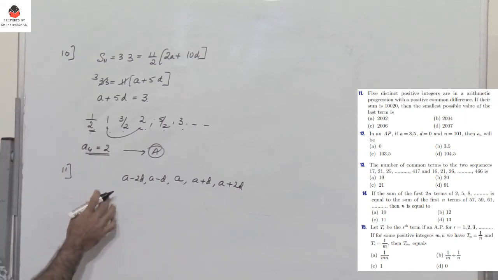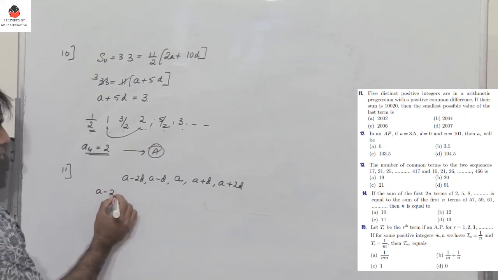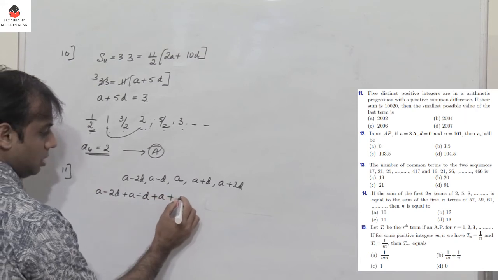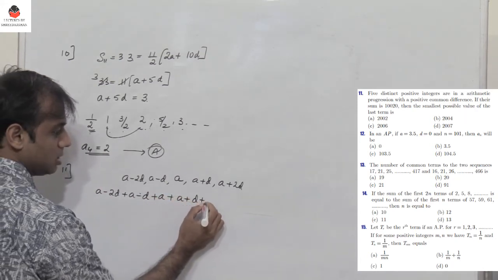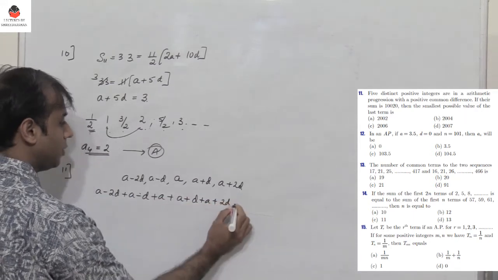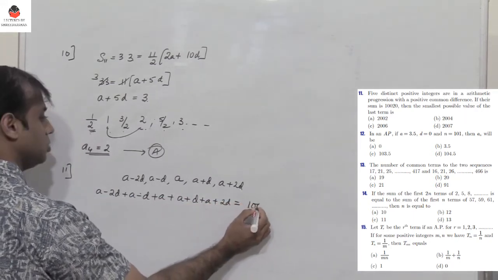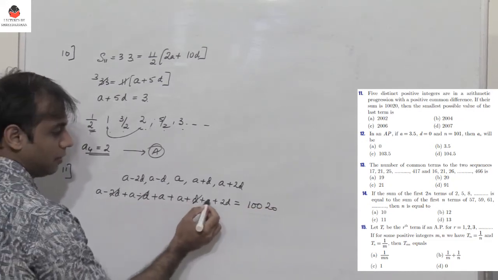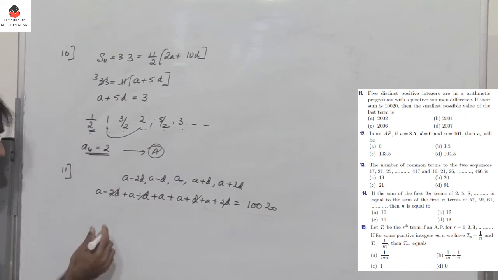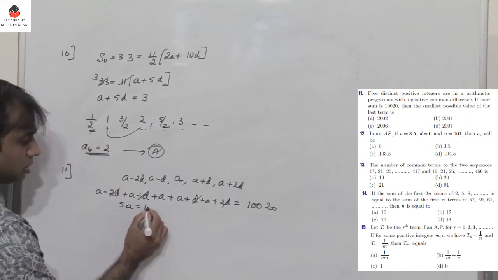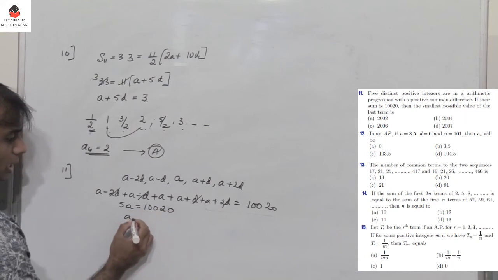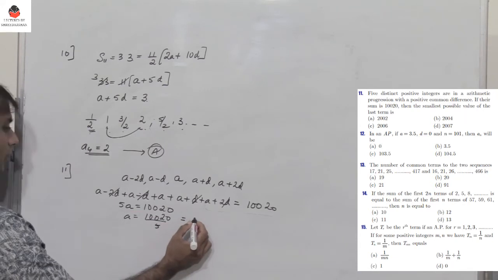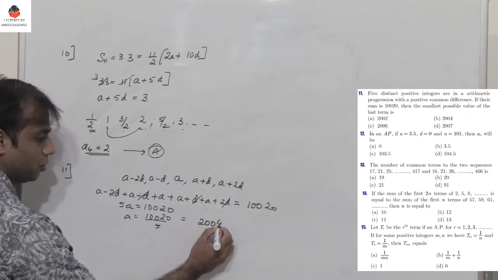So we know that the sum of all these 5, so a minus 2d plus a minus d plus a plus d plus a plus 2d, the sum of all these 5 is 10020. So when I do this addition, all the d values get cancelled, they get eliminated. So we have 5a equals 10020, or a equals 10020 by 5. So I get the value of a as 2004.